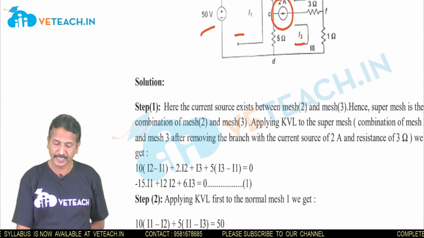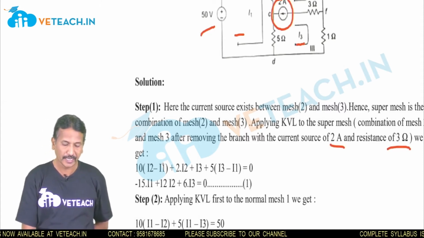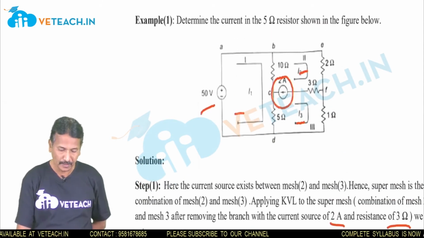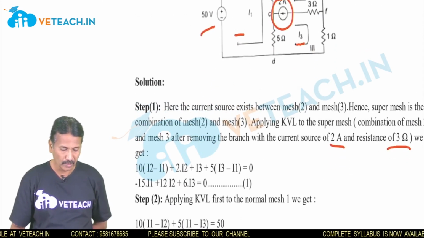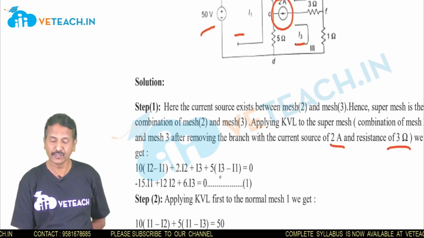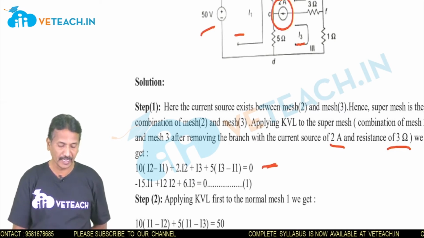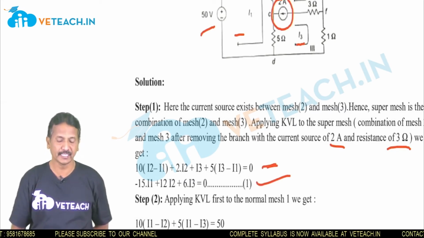How much current is there? It is 2 amps across the 3 ohms. So 10 into (I2 minus I1) plus 2 into (I2 plus I3) plus 5 into (I3 minus I1). This is the total super mesh equation we can write. If you simplify that, we will get this value.